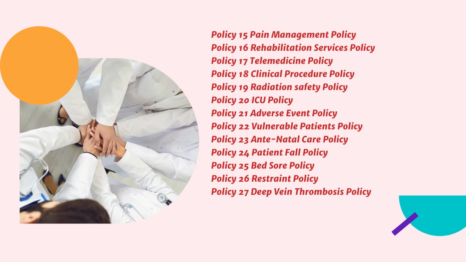Then policy number 24 is patient fall policy, how to manage the patient or how to handle the patients if they fall in the hospital. Then policy 25 is bed sore policy. Policy 26 is restraint policy. Then restraint is to make the patient, you know, in control, because sometimes patients get very, you know, violent when they are not in their senses. Okay, then policy 27 is deep vein thrombosis policy. So these were the policies under the chapter number 2, care of patients.